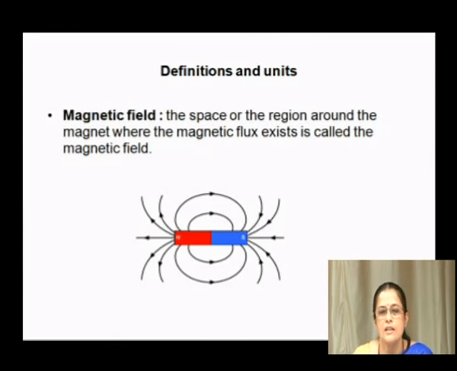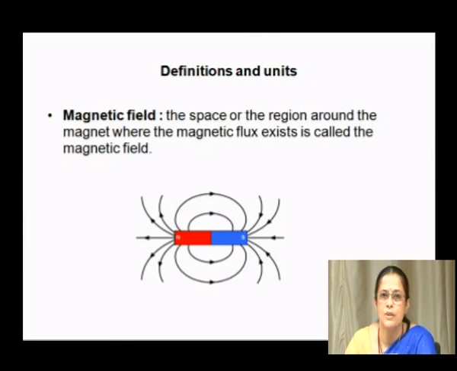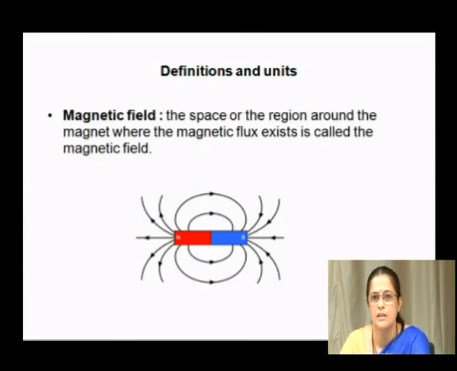To begin with, let us see the definition of magnetic field. All of you would have been familiar with using a bar magnet in school. The space or region around the magnet where the magnetic flux exists is called the magnetic field. You can observe this is a bar magnet which has a north pole and a south pole, and the region around the bar magnet where the magnetic flux exists is called the magnetic field.